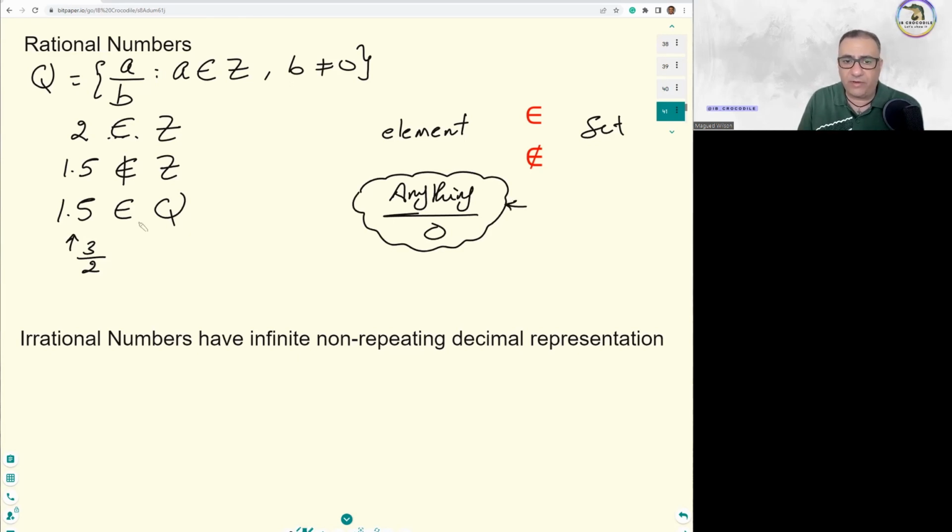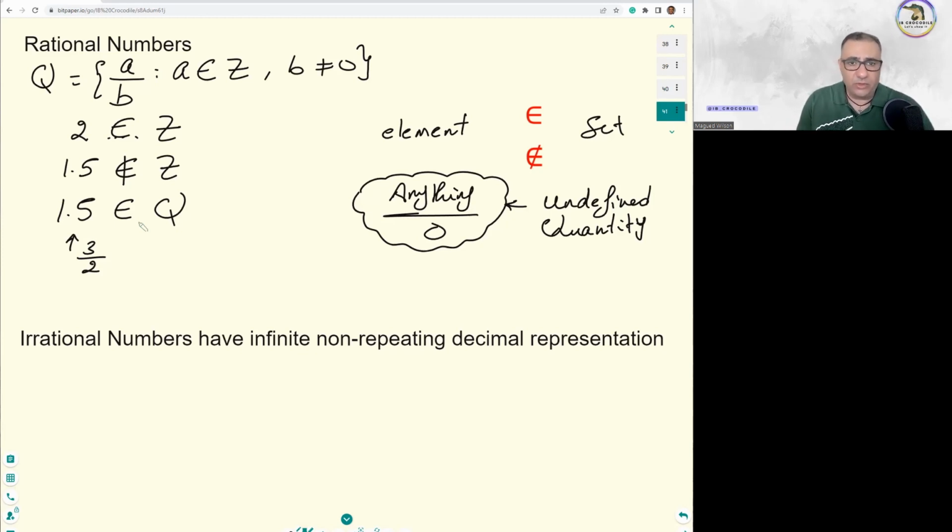Anything divided by 0 is called an undefined quantity. Even if you try using the calculator and divide by 0, you get an error or some message telling you this is an undefined quantity. So that's why we cannot have 0 in the denominator of any rational number.